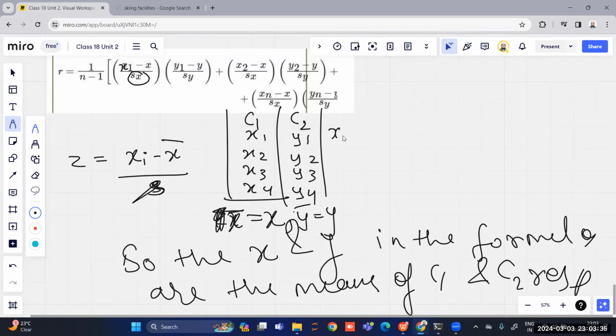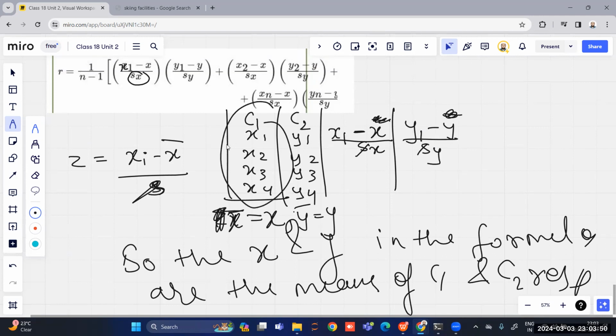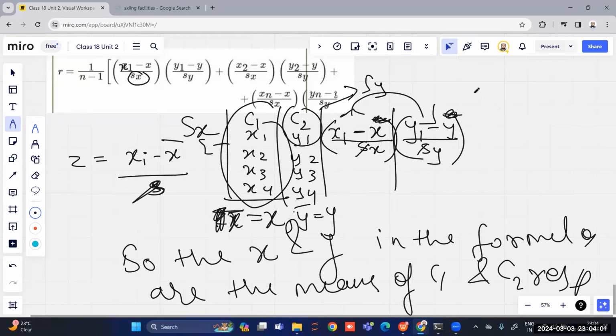So what we need to do, take x1, subtract it from x bar and divide it by sx. For y, y1 minus y bar, divided by the standard deviation. We need to calculate the standard deviation of column 1 and name it as sx, and the standard deviation of column 2 and name it as sy. Divided by this, and then what we need to do, multiply both these columns. This multiplication will be here: x1 minus x bar upon sx into y1 minus y bar upon sy.